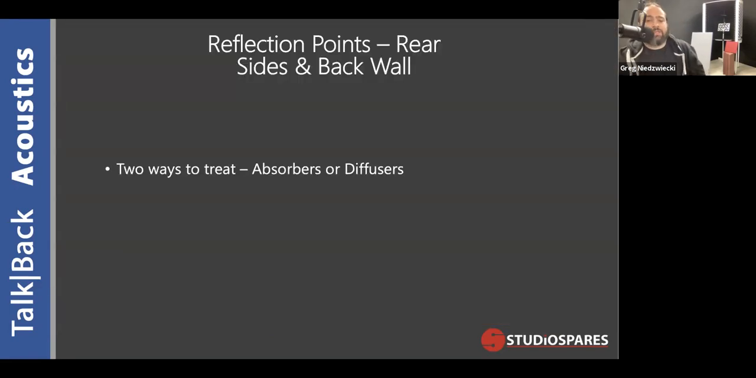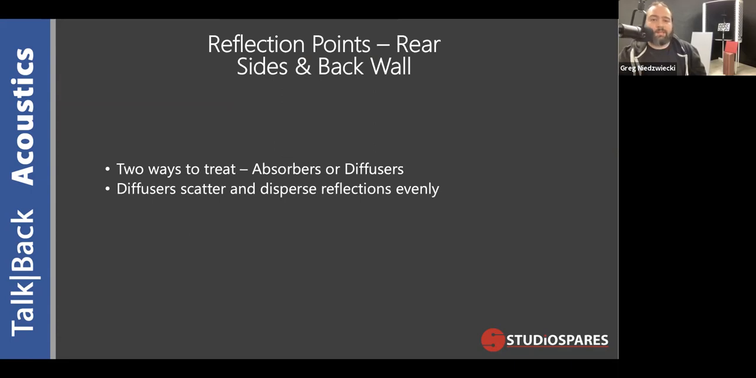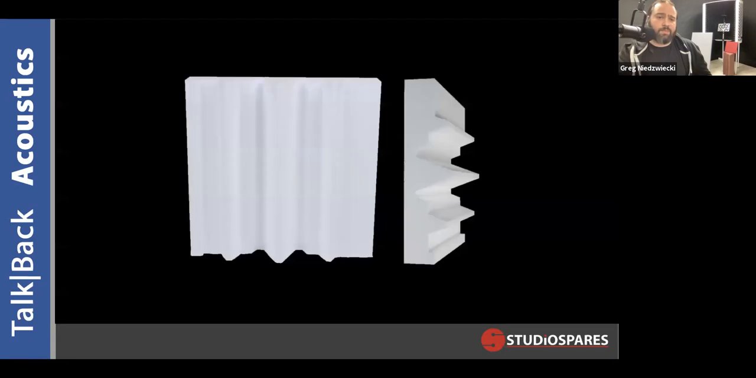So the way to treat these is two ways. We can use absorbers, which are similar to what we've used in our reflection points, and this will just stop the reflections dead if you want a particularly dry room. Or you can use a diffuser, and what a diffuser will do is scatter and disperse the reflections evenly and help create an ambience within the room. So an absorber will keep your room dry and very non-reflective, whereas a diffuser will scatter things up and create space within your room.